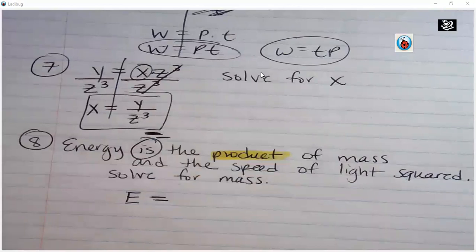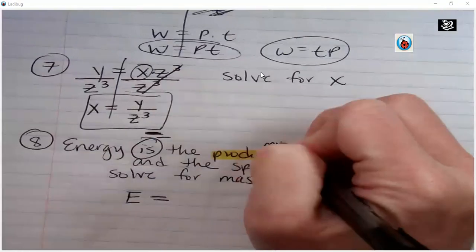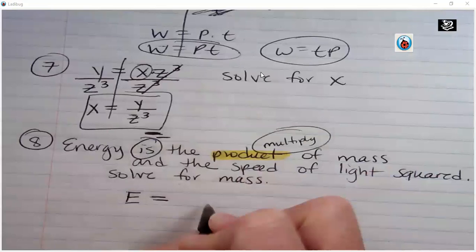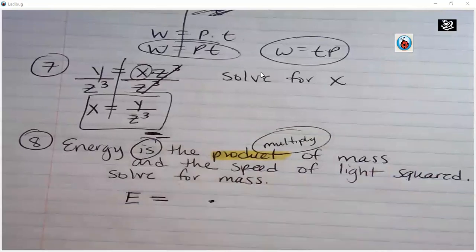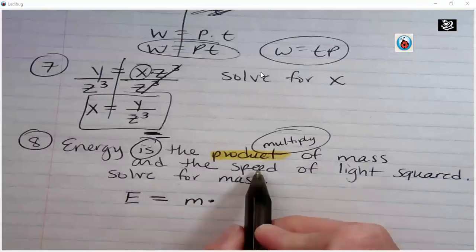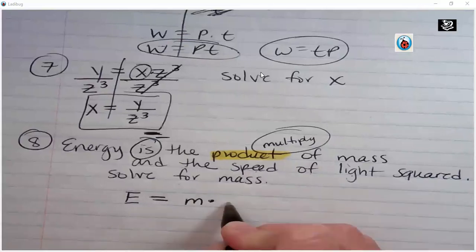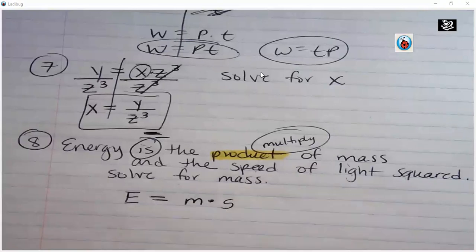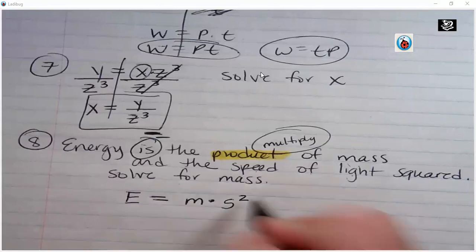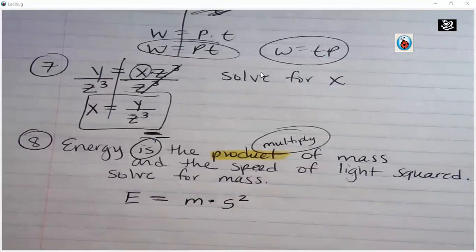Multiply. Good. Product means to multiply. So we're going to be multiplying two things. We're going to be multiplying the mass, so we'll use an M, and the speed of light squared. So for speed, I'll use an S. What else do I need on that? The square. Good. A little two. Okay. All right. Geo, it says to solve for mass. So what do I need to do? Draw your line and circle M.